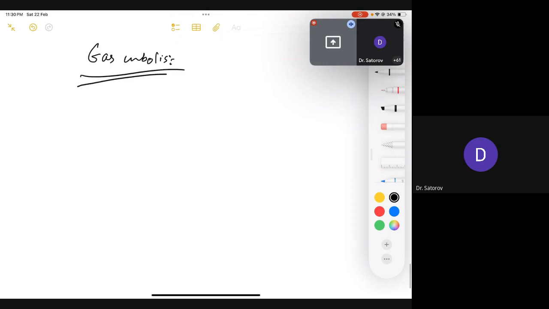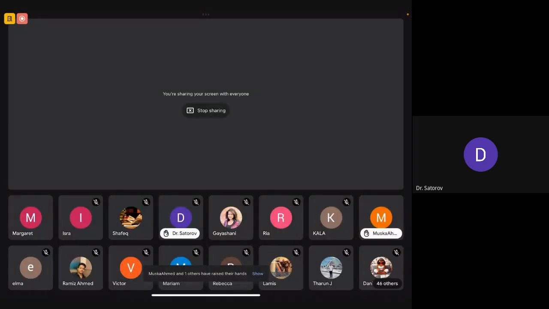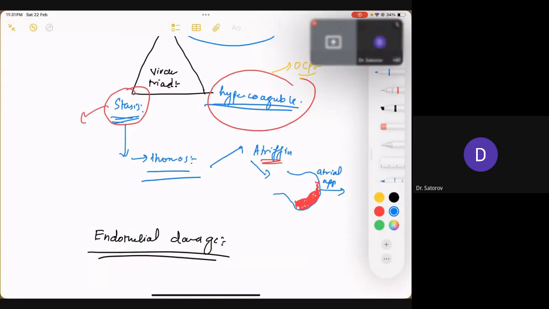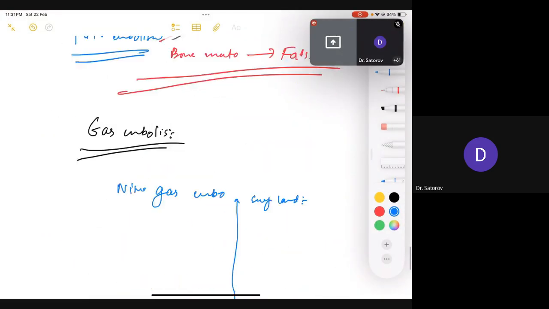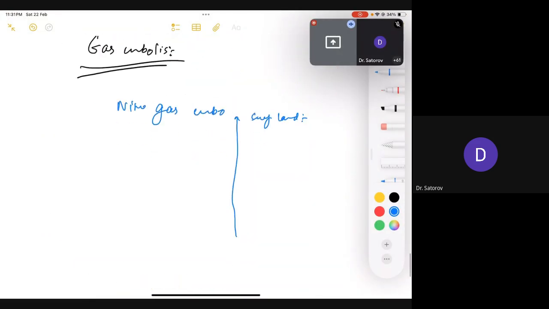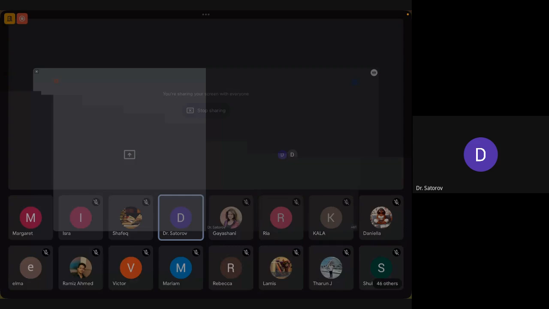So what's the idea? The idea is really simple, right? Can anyone just tell me why do we have nitrogen gas emboli in deep sea divers once they are approaching the surface of the land? Anyone who can just tell me the reason why? Yes, please raise your hands. Yes, Dr. Ramiz. Hello, Dr. Ramiz, are you here? Can you say again, please, sir?